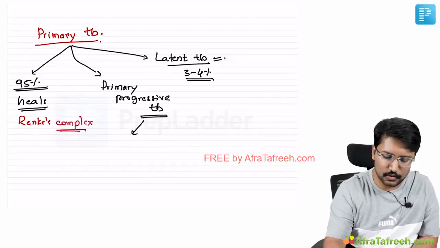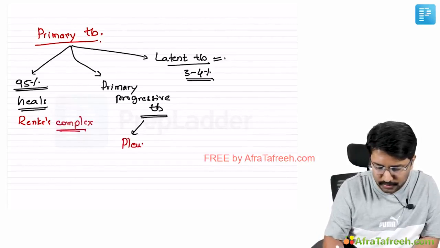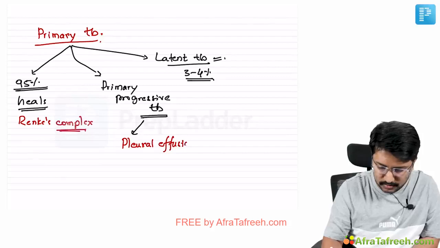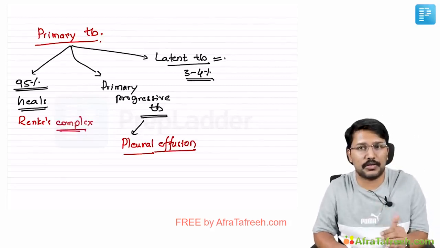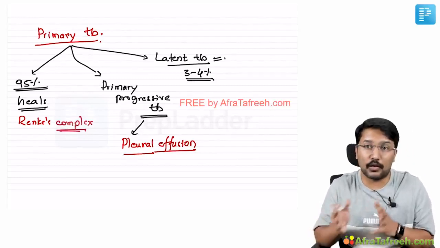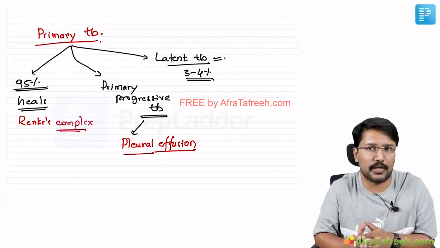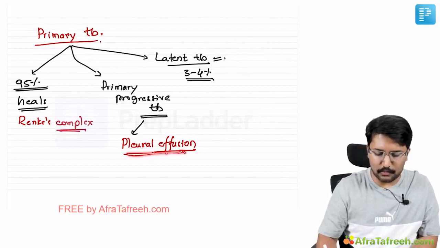Locally progressive disease will usually come to light clinically in the form of pleural effusion. That's the most common presentation of primary progressive tuberculosis, pleural effusion. This typical primary progressive tuberculosis occurs in patients who have poor cell mediated immunity, like HIV infected people, and also children. We have to keep that particularly in mind. Children are vulnerable to develop primary progressive TB, right?